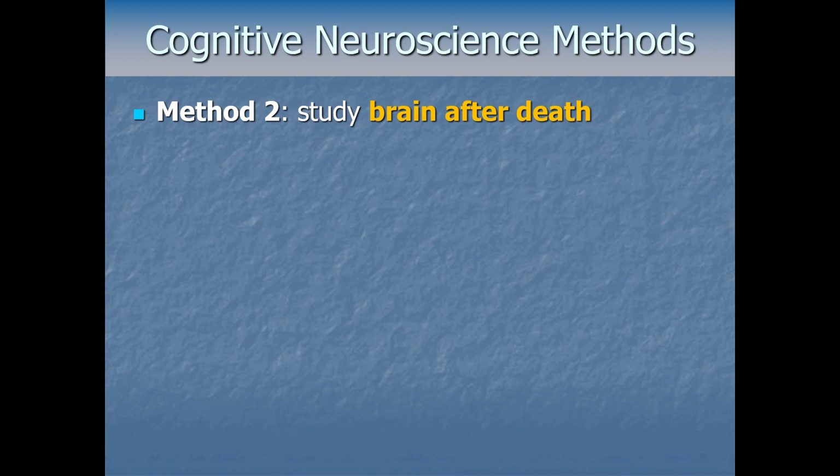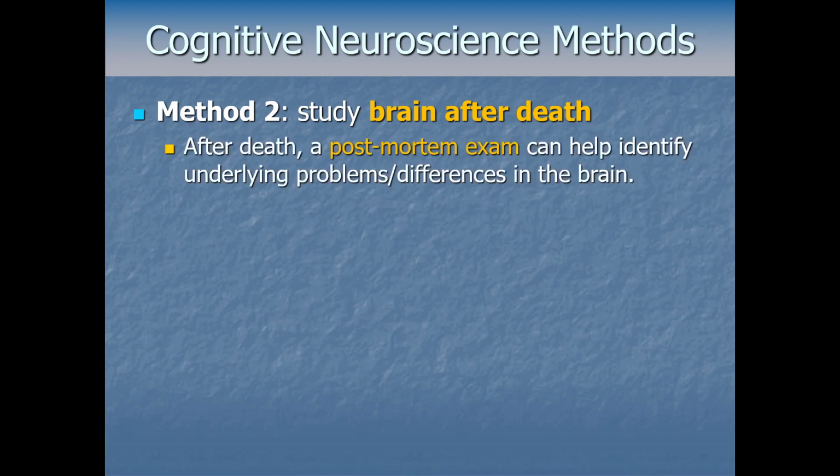Like, imagine your patient has a certain condition or disorder, but maybe we don't know why, or we just need more details that we can't get while they're still alive. Maybe for your patient, there was no traumatic brain injury or stroke or anything that shows up in a CT scan or an MRI. Maybe it's something they've had since birth. We may not be able to answer the questions, but after death, a post-mortem exam, an autopsy basically, could help us identify some underlying problems or differences in their brain.